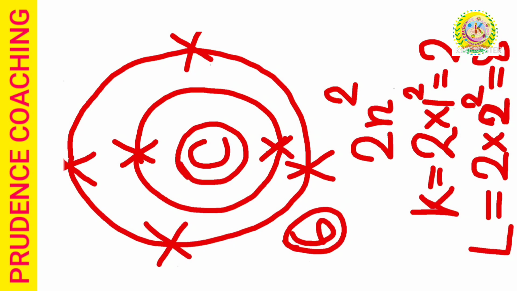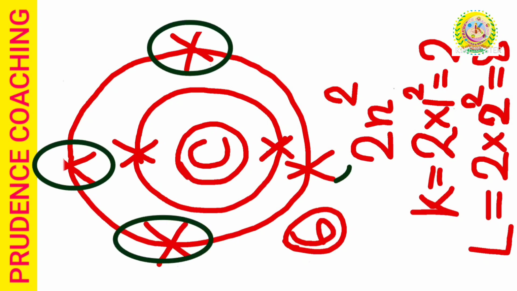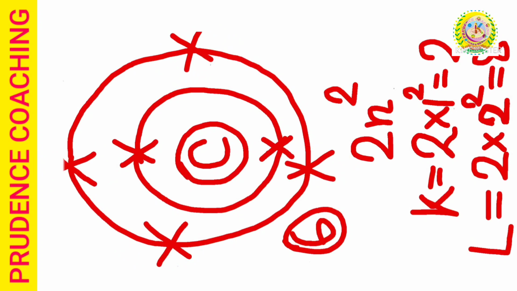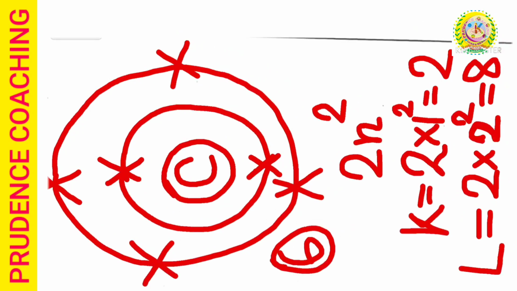So how many electrons are there in the outermost shell of carbon? That is 1, 2, 3 and 4. 4 electrons are there in the outermost shell of the carbon. That is, the valence electron of carbon is 4.